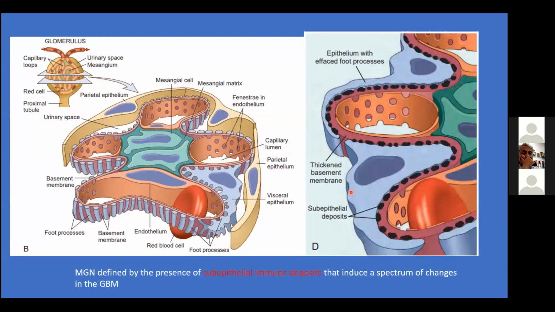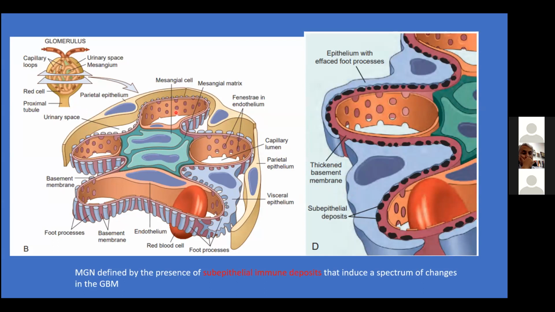So if you see, this is the schematic diagram of the glomerular capillaries. We can see the Bowman's capsule and glomerular capillaries. The cells lining the capillary wall on the outside are podocytes, also called visceral epithelium, and we can see the parietal epithelium lining the Bowman's capsule. So these are the capillary loops. This is a normal schematic diagram.